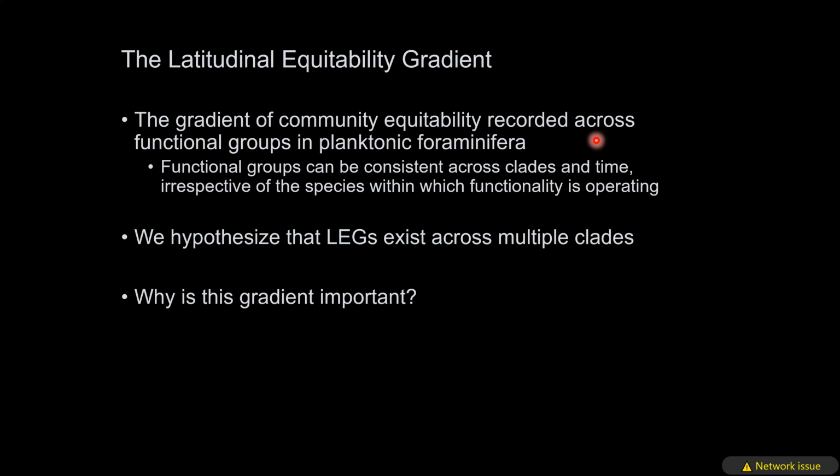And where species are evolving and becoming extinct as we move through time, we have some 350, 360 species of planktonic foraminifera. At the same time, these ecogroups and morphogroups can stay the same. So we can look at the entire phylogeny across large swathes of time and not have to account for evolution or extinction within the group. And we hypothesized that these LEGs, or latitudinal equitability gradients, likely exist across multiple clades and will be of different shapes depending on what that clade is doing and where that clade prefers to live. But why is this new gradient important? Why are these LEGs important?